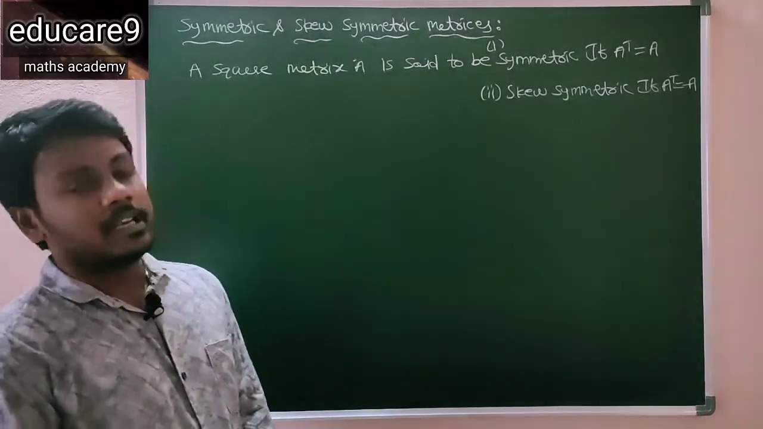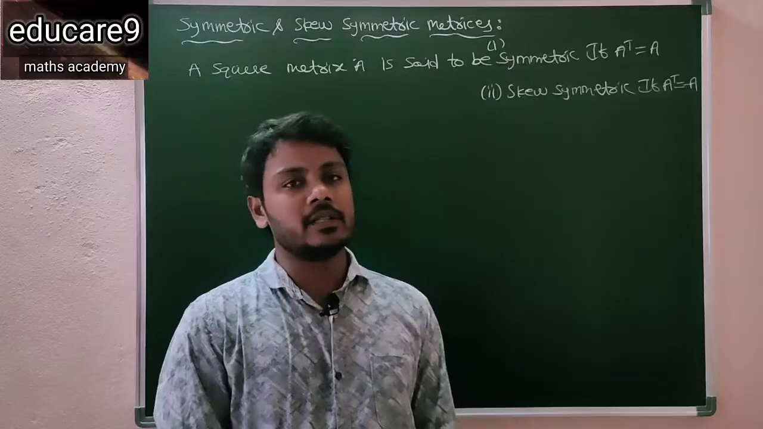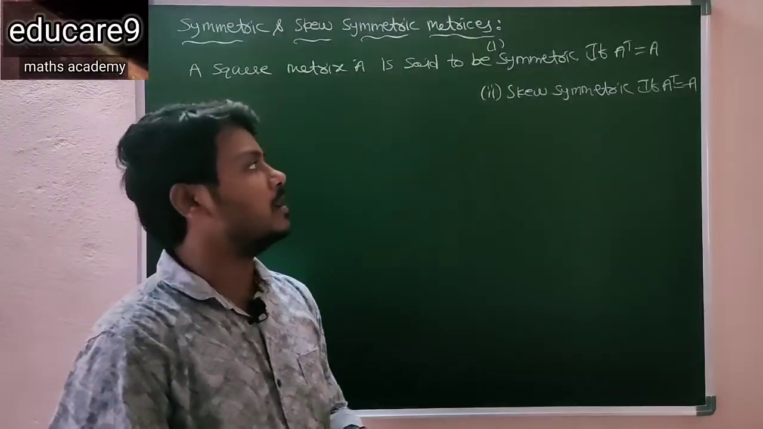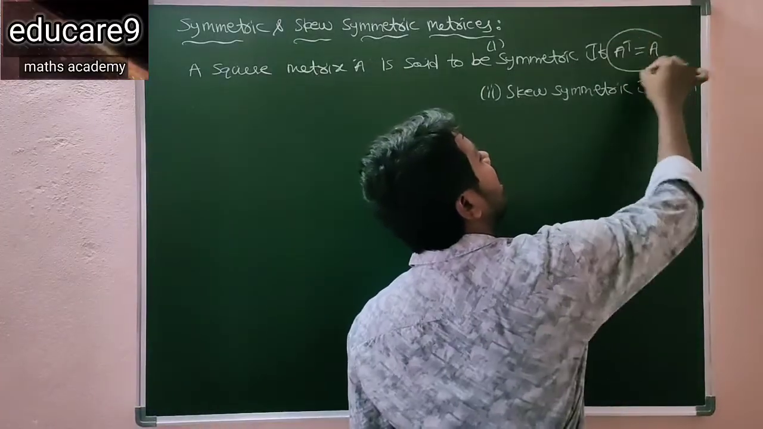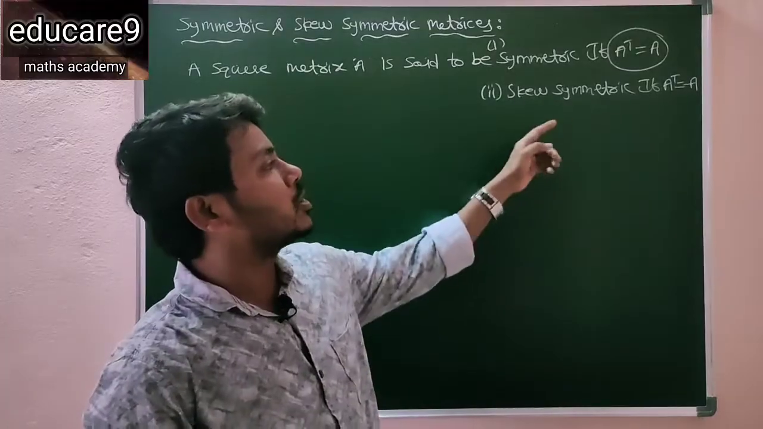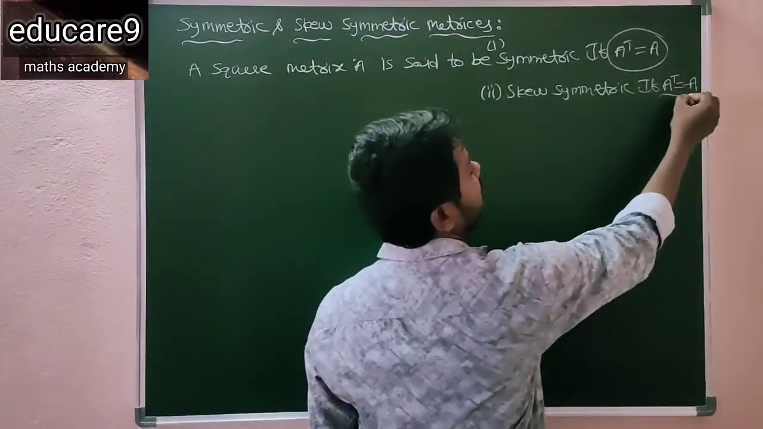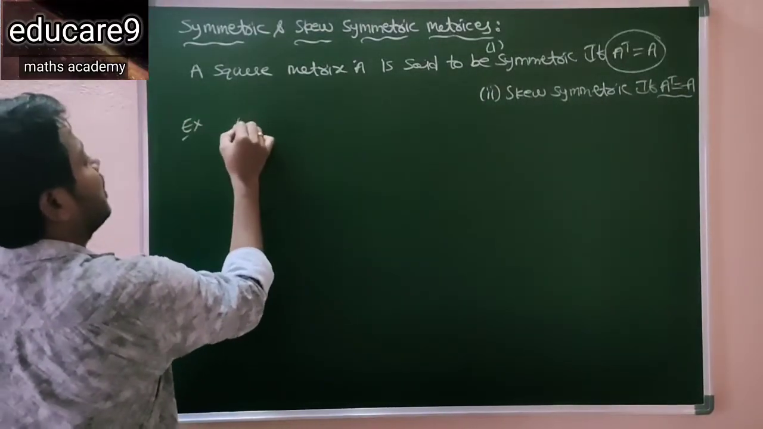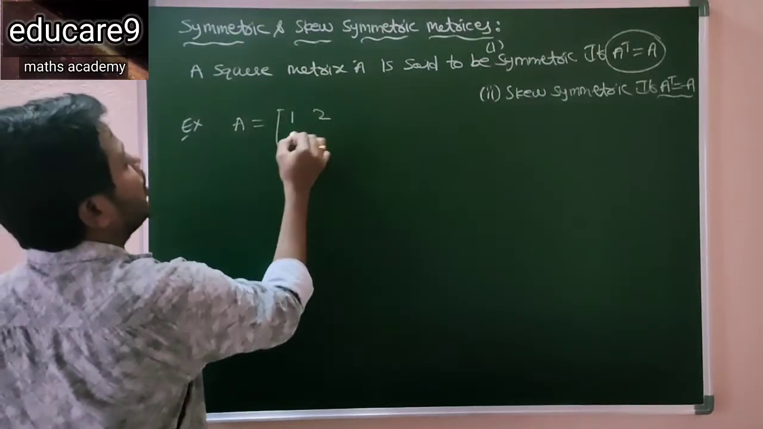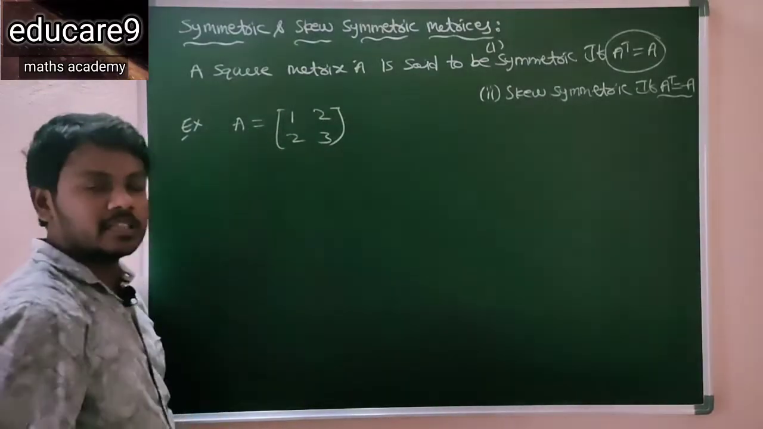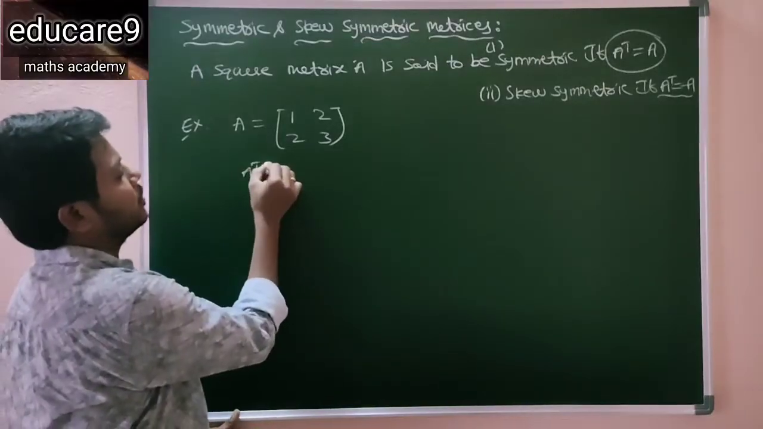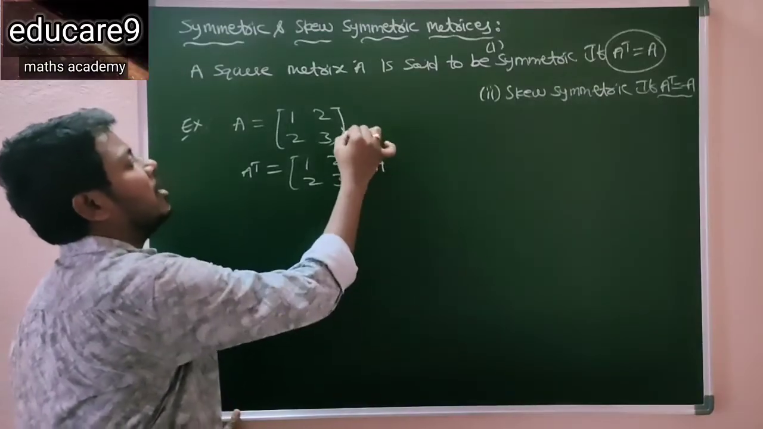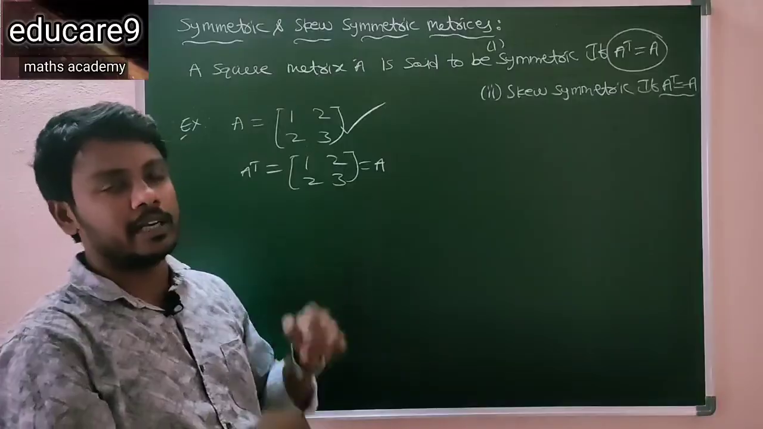See the next definition: symmetric and skew symmetric matrices. A square matrix A is said to be symmetric if A transpose is equal to A. And it is said to be skew symmetric if A transpose is equal to minus A. For example, A equals 1, 2, 2, 3. Clearly this is a square matrix. Find A transpose. What do you get? 1, 2, 2, 3. So again we get A. Therefore this matrix is called a symmetric matrix.